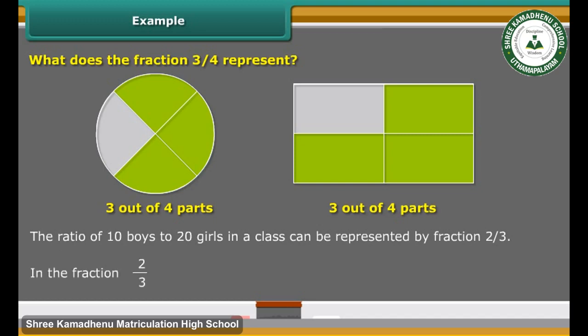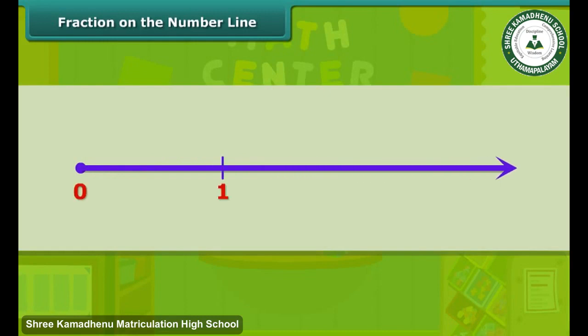In the fraction 2/3, number 2 is called the numerator of the fraction, and number 3 is called the denominator of the fraction. Students, to represent the fraction on a number line, let us mark 1/4 on a number line. It lies between 0 and 1. We divide the length between 0 and 1 into 4 equal parts and show one part as 1/4.